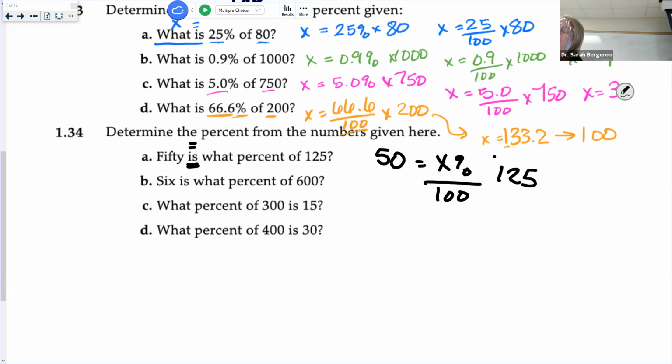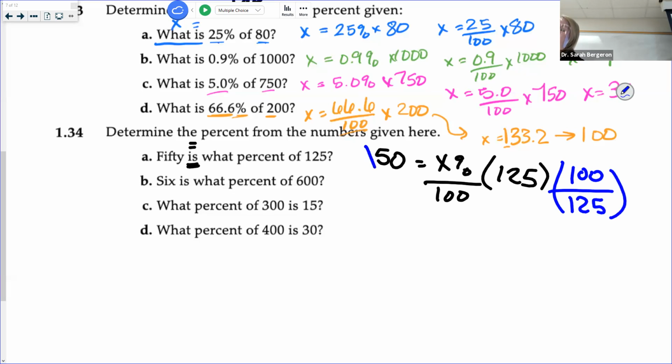It's multiplied. Yes, it's multiplied. So now you're going to solve for X. There are multiple ways to solve for X. What do y'all like to do? I'll tell you what I do. If I want to get X by itself, X is being divided by 100, so what am I going to do? Multiply by 100. And X is being multiplied by 125, so I'm going to divide by 125.